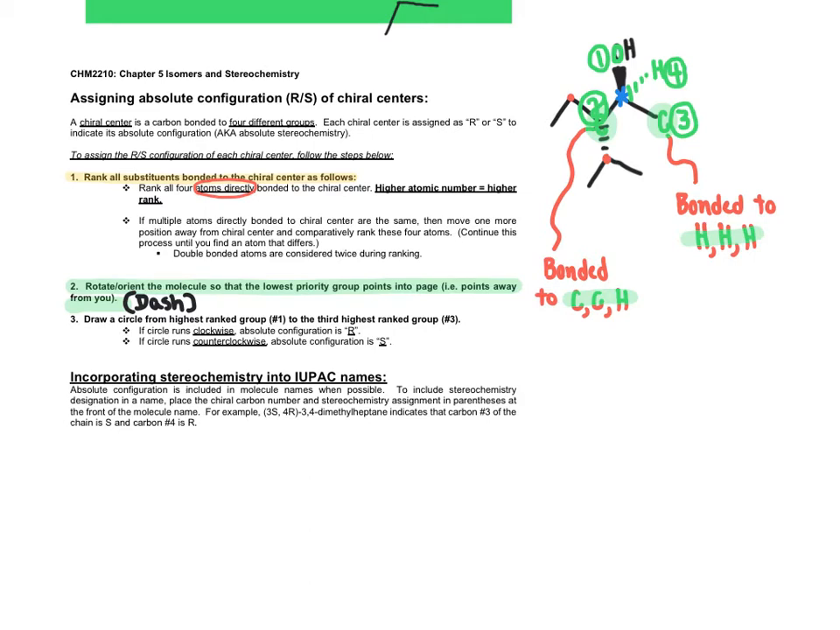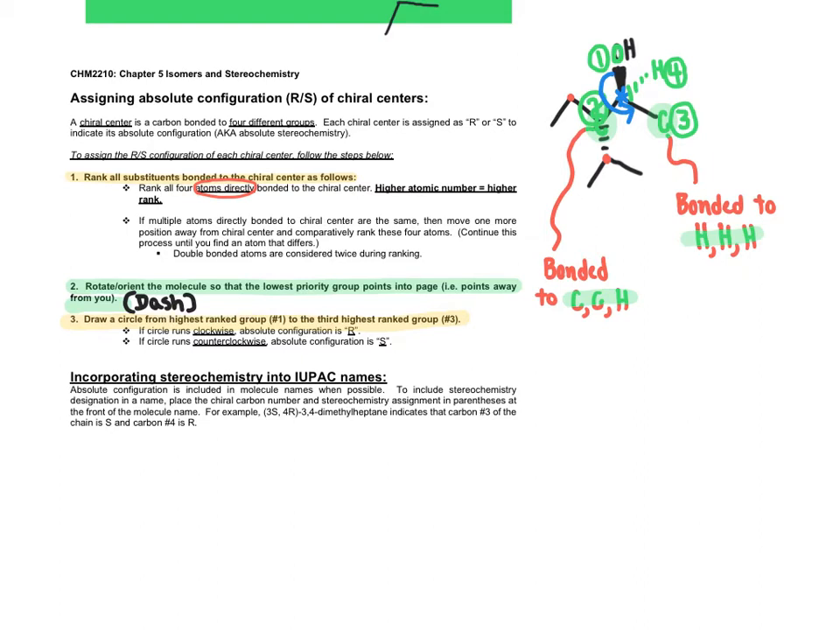Now what we need to do in step 3 here, with my highlighter, I'll go ahead and mark that. In step 3, we're going to draw a circle that starts at the highest ranked group and moves through group 2 and then on to the 3rd highest ranked group. So we're drawing a circle here to go from group 1 to group 2 to group 3. So we do 1, 2, 3. And we ask ourselves then, going from 1 to 2 to 3 in order, whether the circle that we drew runs clockwise or whether it runs counterclockwise.